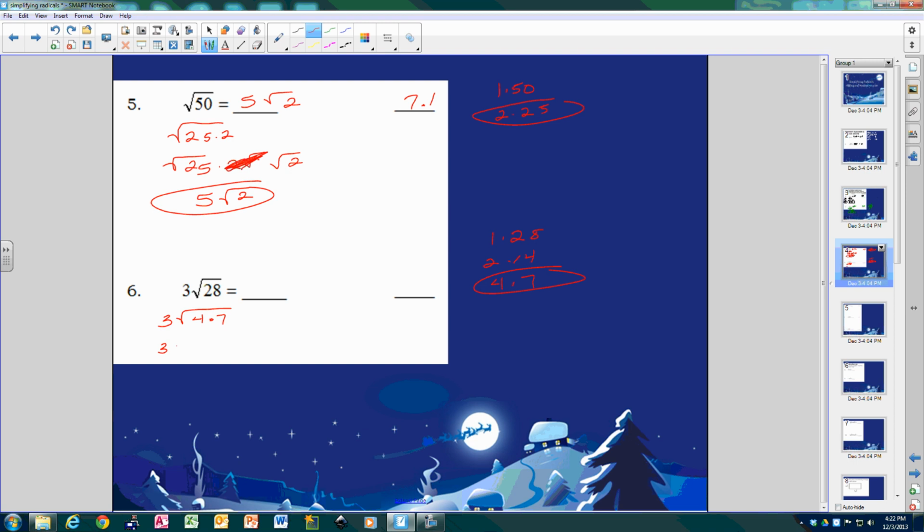So that means 3 times the square root of 4 times the square root of 7. So that's 3 times the square root of 4, which is really 2 times the square root of 7. 3 times 2 is 6, and the square root of 7 is a decimal. So I've got 6 square root of 7. Type either one of these in your calculator and you get 15.9. I promise we'll practice more in class.